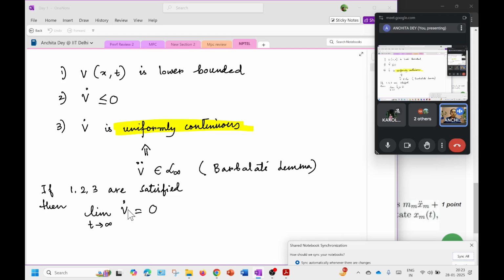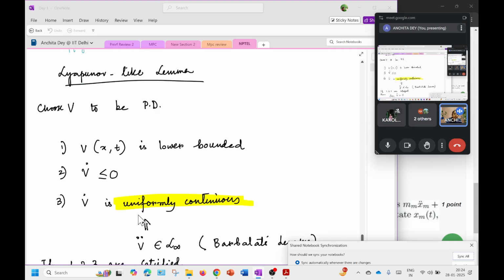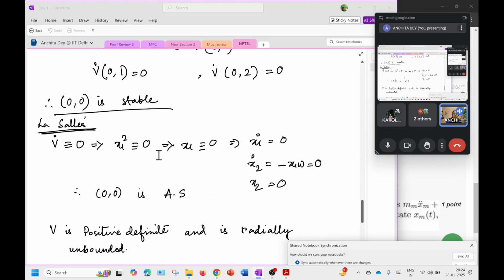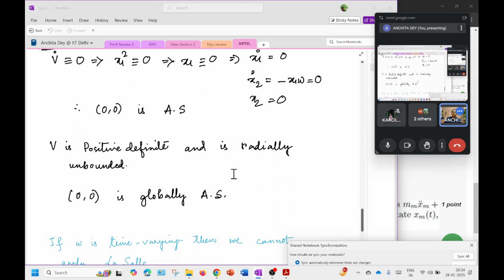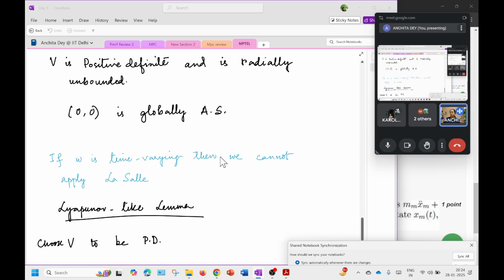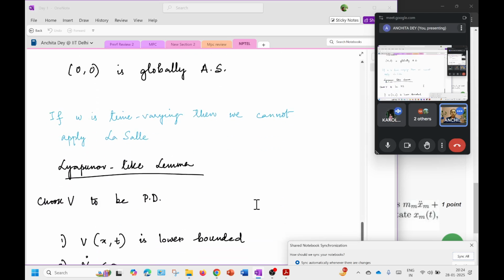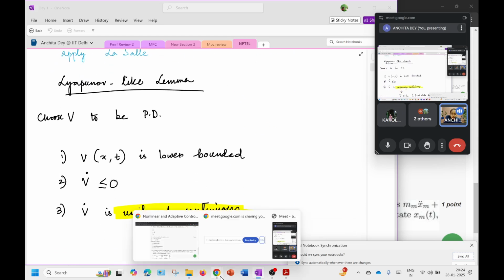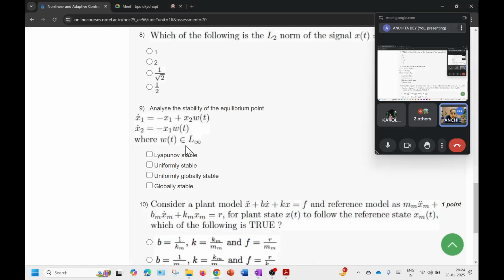Which is the same as saying that if V dot is going to 0, then the states inside would also go to 0. Then you can apply the same logic of V dot being identically equal to 0 and find out about these states by doing the analysis in the opposite way. This is something you have to use to prove for this very question, to find out the stability of this very equilibrium point.